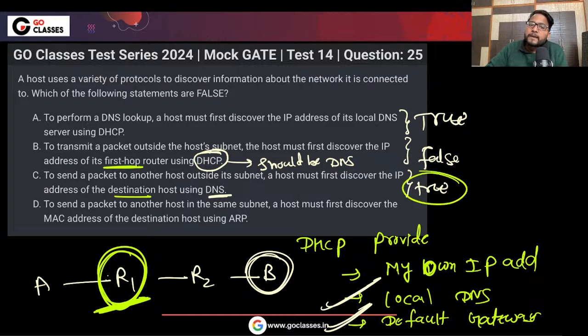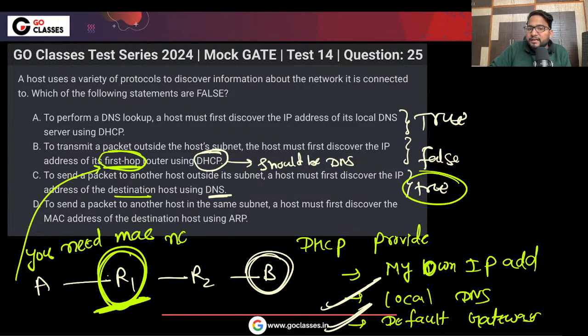But here it is written first hop. So what you need is the IP address of the first hop. Do you ever need it? Tell me. You need the MAC address of the first hop, right? You need the MAC address using ARP. Do you ever need the IP address of the first hop? Tell me, how many of you need it? You never need the IP address of the first hop, right? Basically, if A is sending to the first hop, which is R1, you don't need the IP address of this.